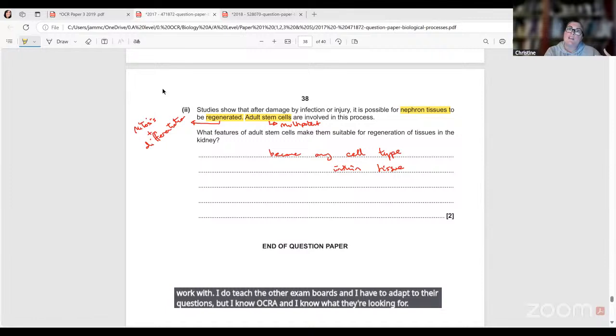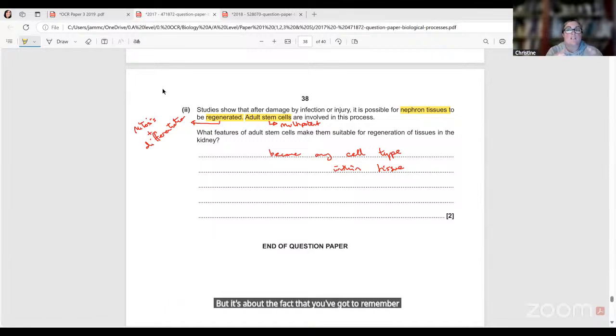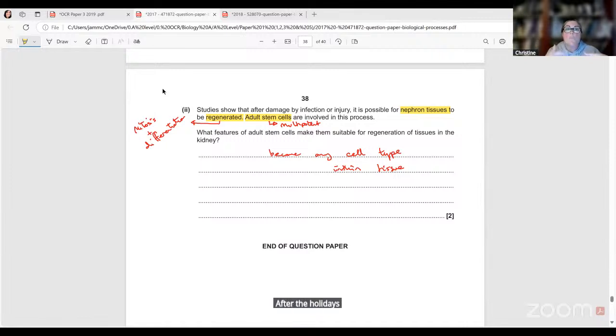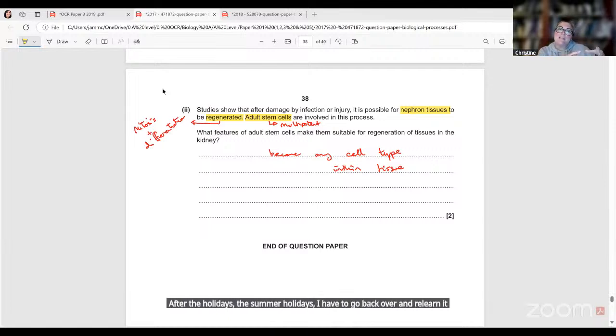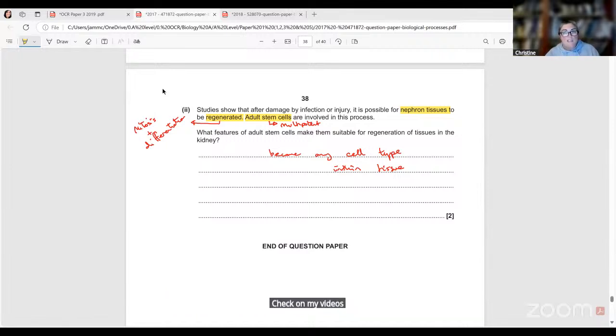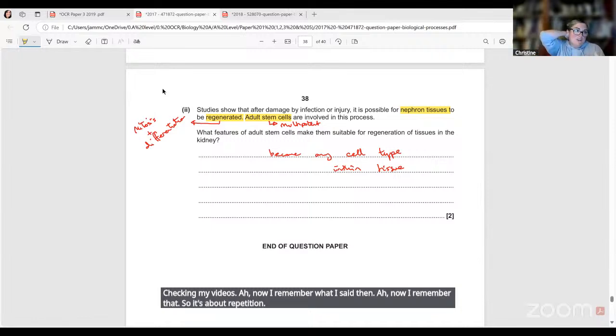But you've got to remember, I have 20 years of experience at teaching this. I'm repeating this every year, again and again and again, but I forget things. After the summer holidays, I have to go back over and relearn it all. I basically built AIQ Chat for myself and my YouTube channel for myself too, so that when I'm so tired and I don't have the time to quickly read the textbook, I can have a quick check of my videos and I remember what I said then. Now I remember that. So it's about repetition. Living OCR is completely stuck in my head now.